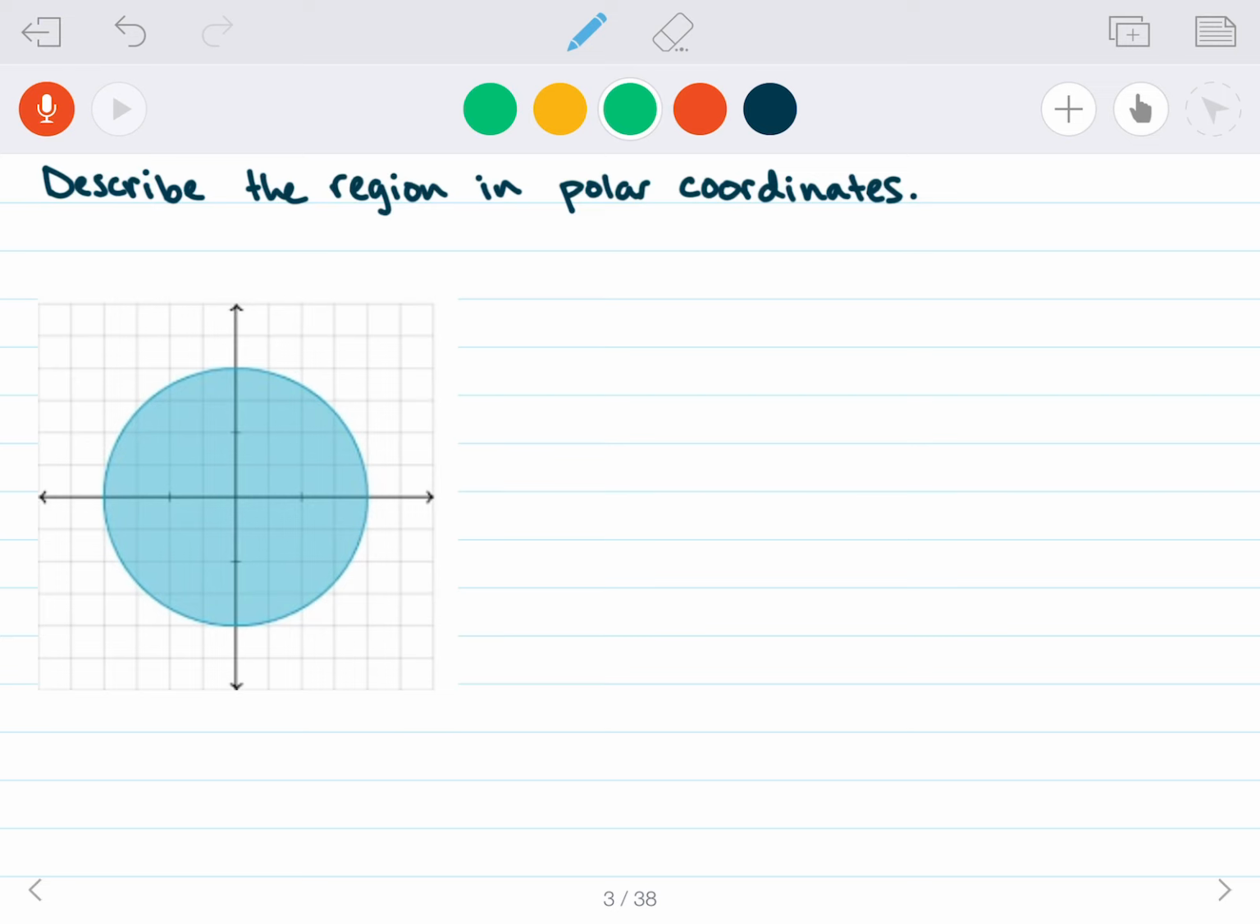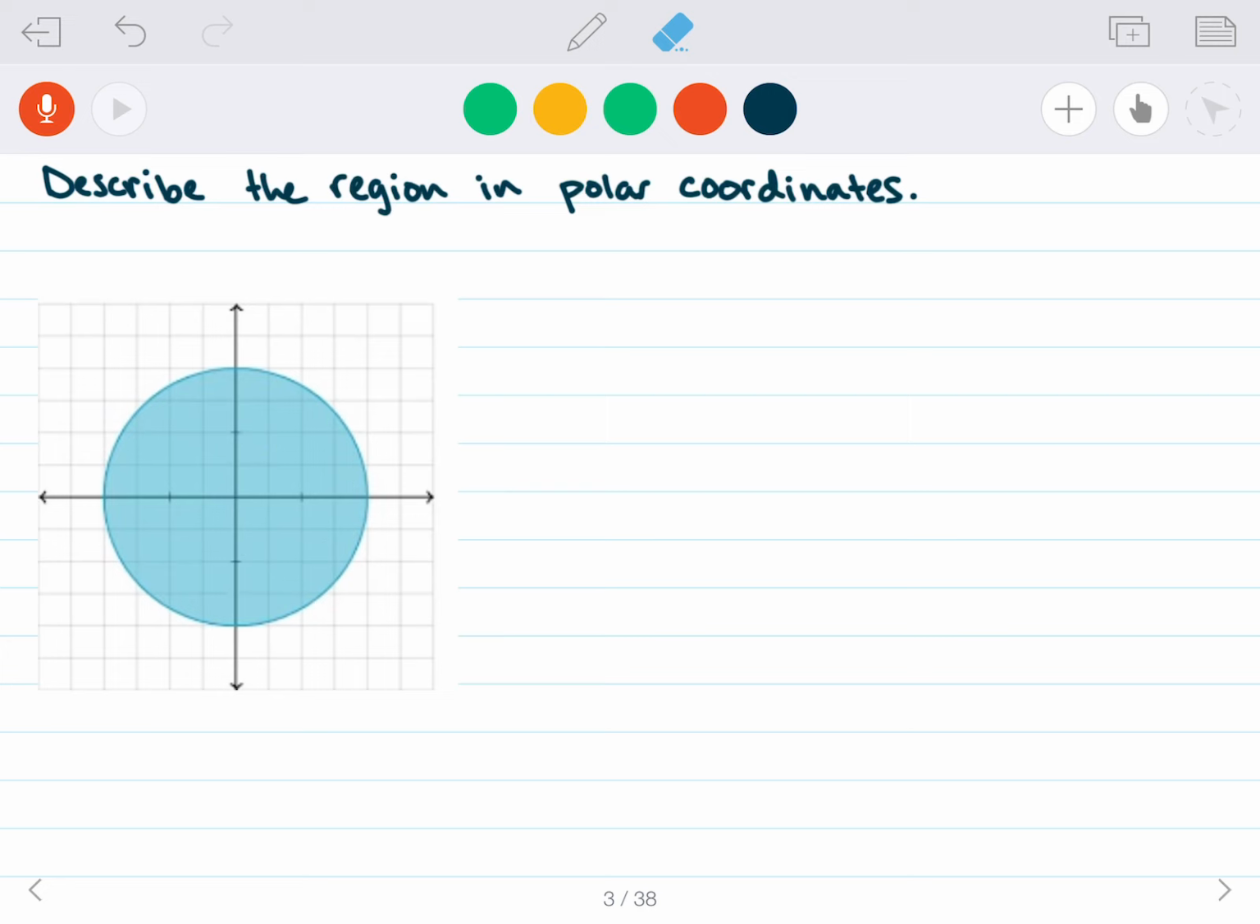So a region is just a set, right? And so we want to be able to describe any kind of point that is lying in the set. We want to be able to describe that point, that point, that point, that point. All of these points with polar coordinates. We want to be able to describe it with an r and a theta.